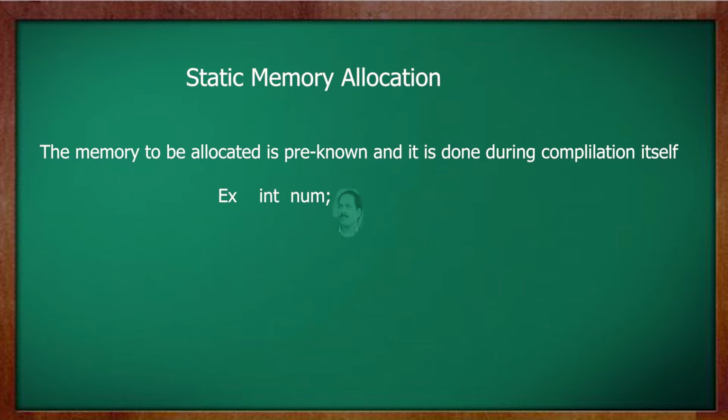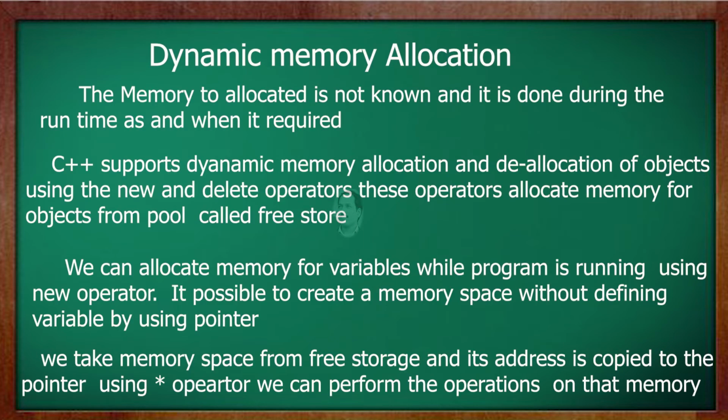That's why we said it's pre-known: the amount of space required, depending on the requirement, is allocated during the compilation itself, with sufficient memory space. Another type of memory allocation is dynamic memory allocation. In dynamic memory allocation, the amount of memory to be allocated is not known, and it is done during runtime as and when it is required.